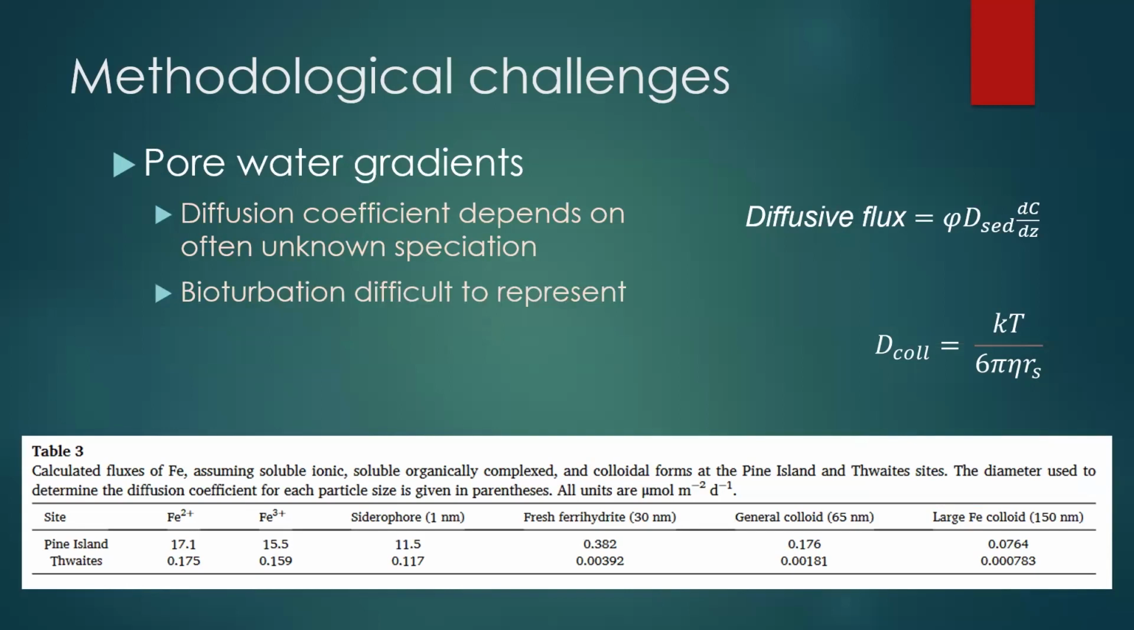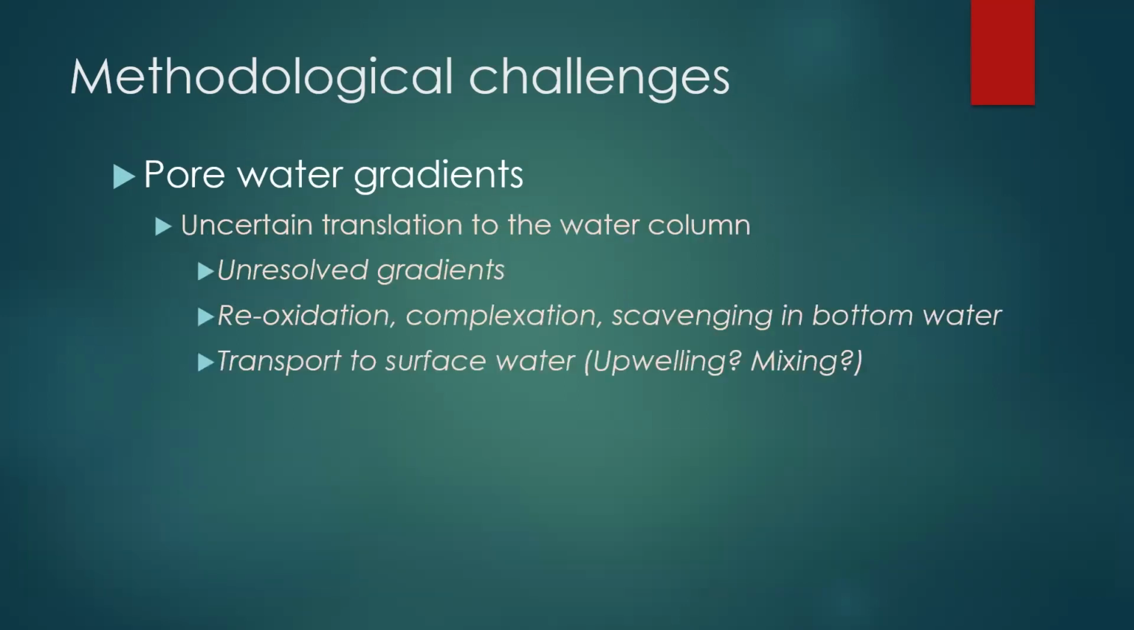Also, this is a really big topic, but I just threw it in as one bullet point. Bioturbation is really difficult to represent in gradient calculations like this, or these sort of diffusion calculations. A lot of people put some kind of factor in the equation to represent bioturbation. And that works, but I think there's a lot of uncertainty about how those factors are determined. And it's very different for different bioturbators, different species and activities.